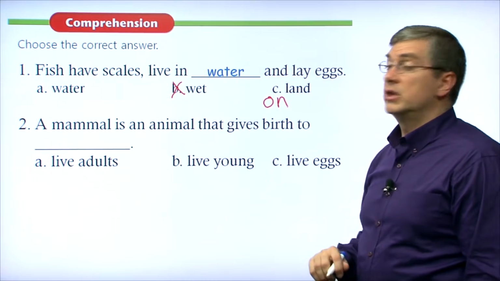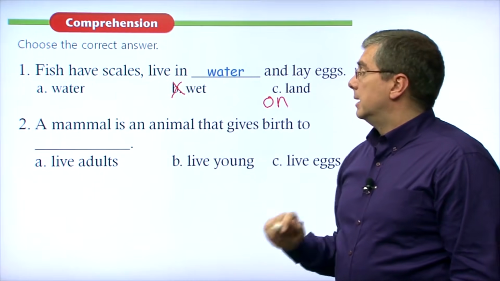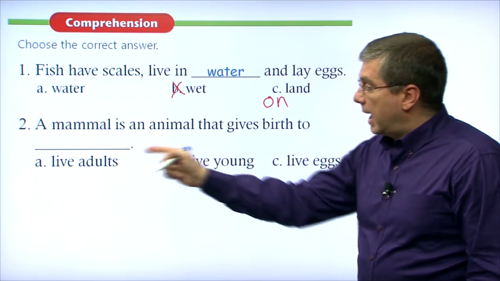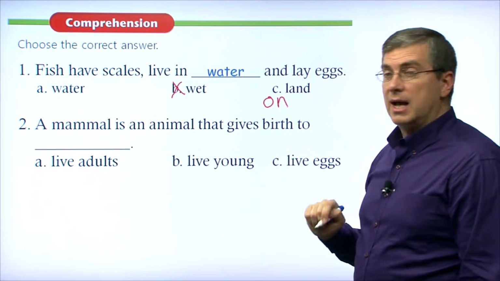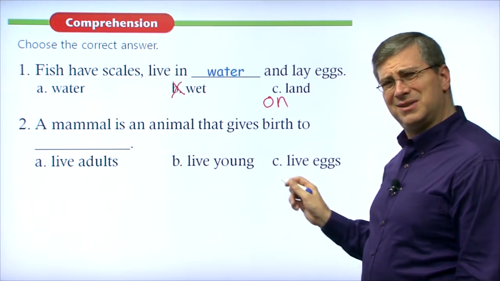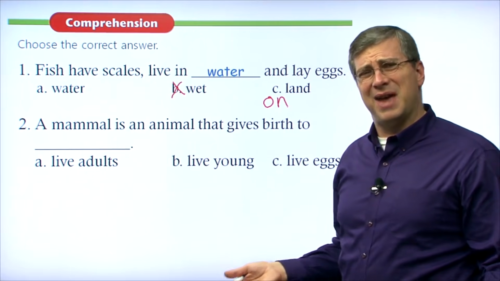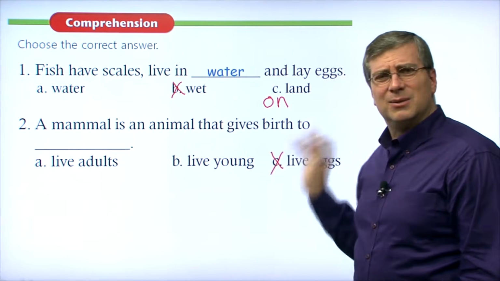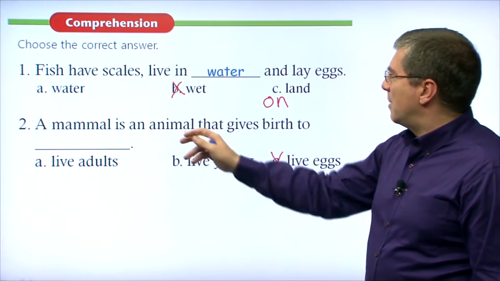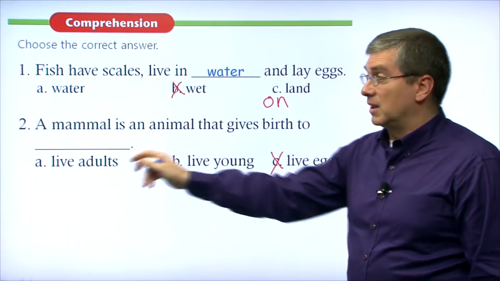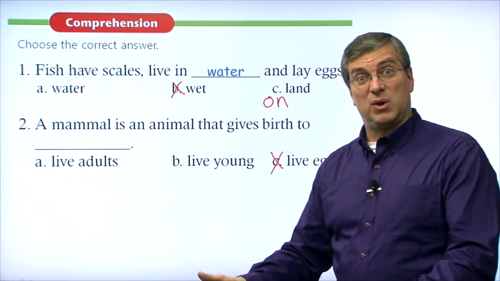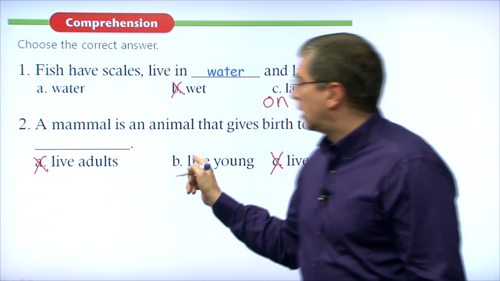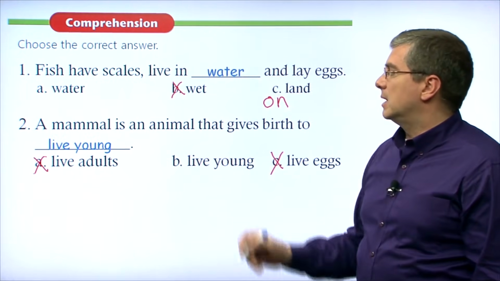Let's move on to number 2. A mammal. A mammal is an animal that gives birth to A, live adults, B, live young, C, live eggs. That's an interesting, live eggs. What is a live egg? It's an egg that hops around? No, that's crazy. So we can probably get rid of that right away, okay? So a mammal is an animal that gives birth to live adults. It gives birth and it's already an adult? That's kind of silly too, isn't it? So really, our only correct answer would be live young.